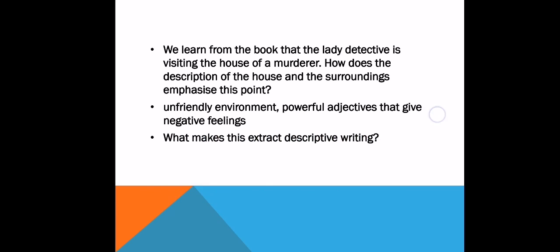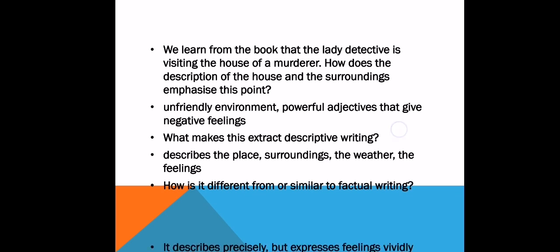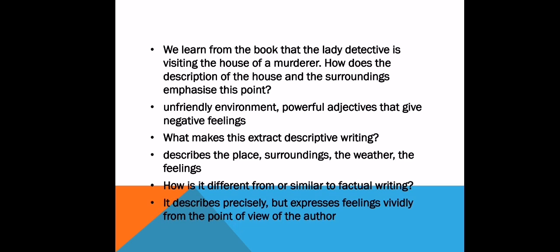What makes this extract descriptive, you ask? It describes the place, the surroundings, the weather, the feelings. So in general, we kind of feel what this woman is feeling as she's approaching the house. How is it similar or different to factual writing? It describes precisely, just like factual writing, or some types of factual writing where they go into great detail. But in this case, it expresses feelings very vividly from the point of view of the author.